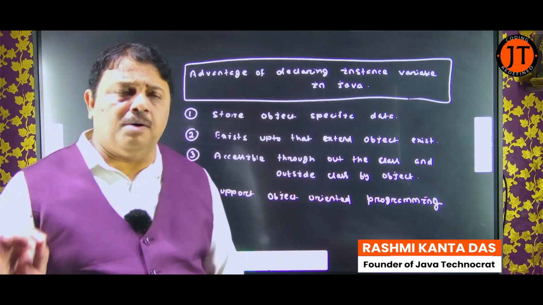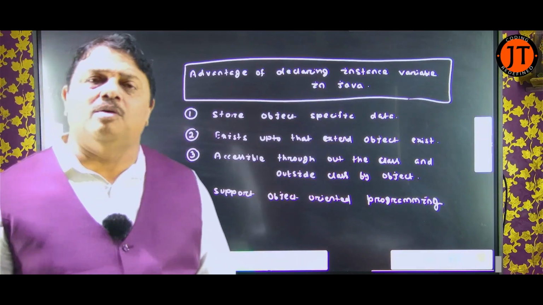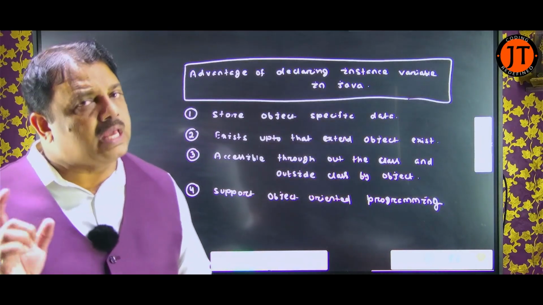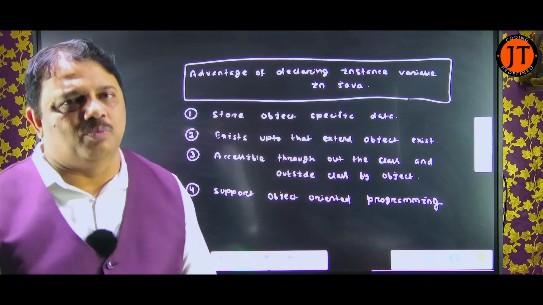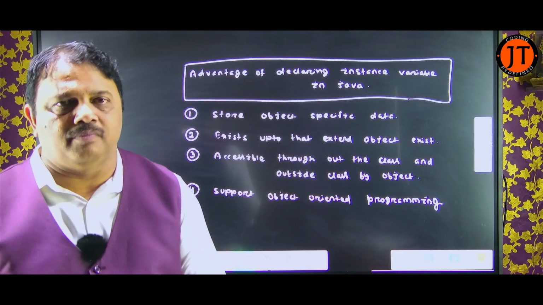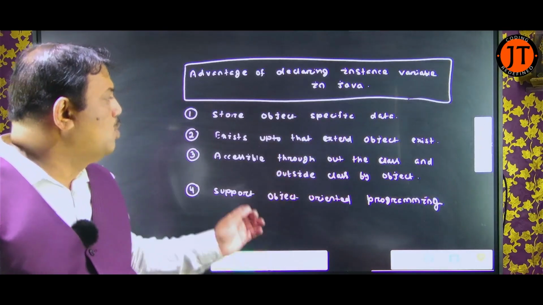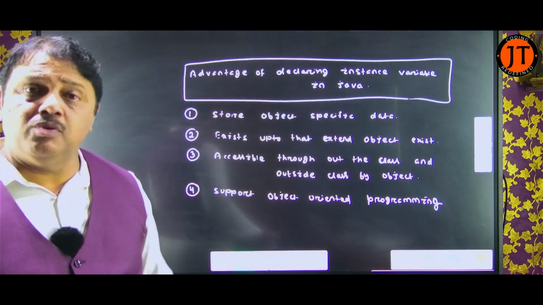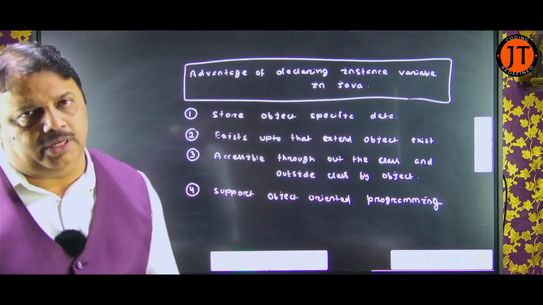Second, it exists up to the extent the object exists. You know that when I construct the object, it must occupy memory from the heap, and the instance variable occupies memory from the heap area for that object. When the object's job is over, the instance variable's job is also over. When the object is cleared, the instance variable is automatically cleared. Those are the points you have to explain. Third, it is accessible throughout the class and outside the class also by object. Throughout the class you can access it, and outside the class you can access it through the object.